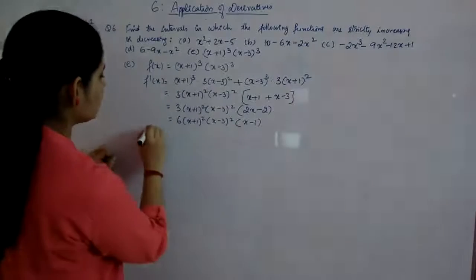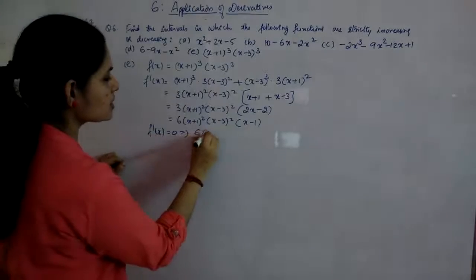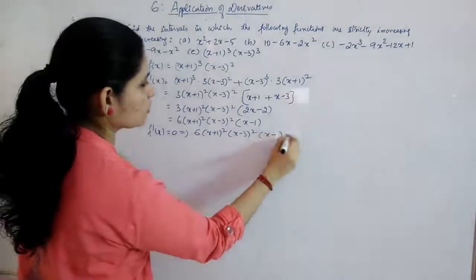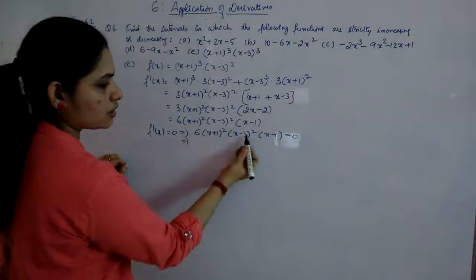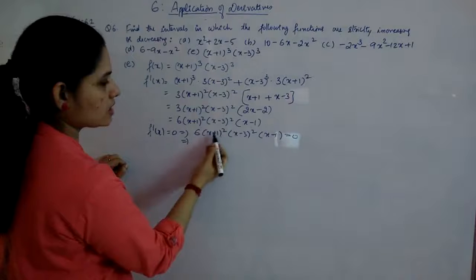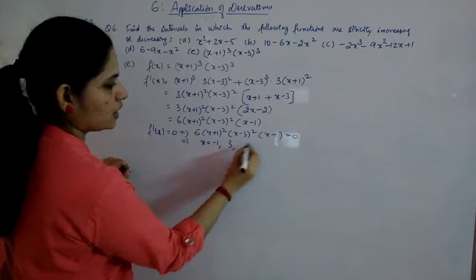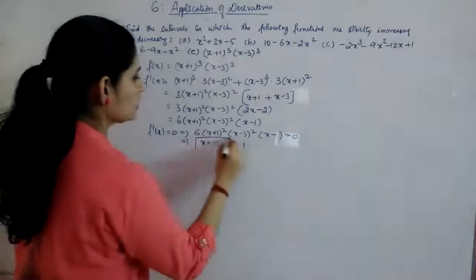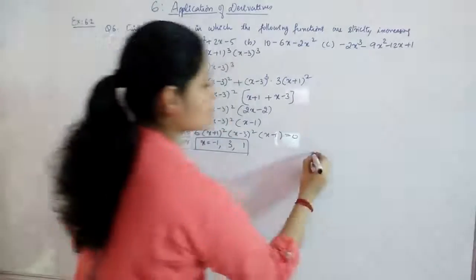Now what we have to do is equate f'(x) to 0. So 6(x+1)^2 (x-3)^2 (x-1) = 0. 6 cannot be 0, so either this equals 0, or this, or this. That means you will get x equal to -1, 3, or 1. These are the points, but not in order. In the interval, you have to make it in order only.